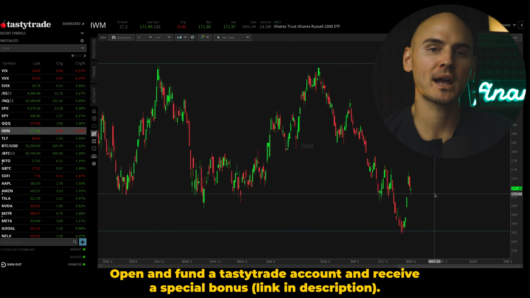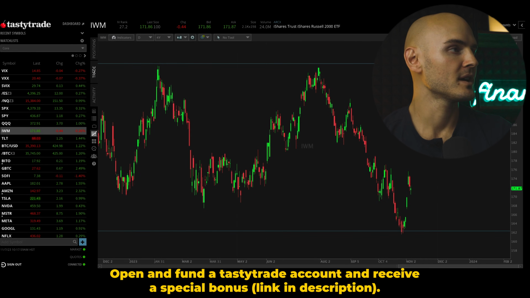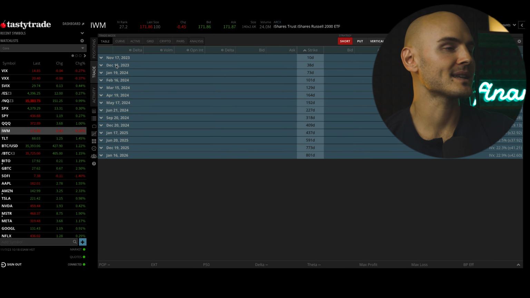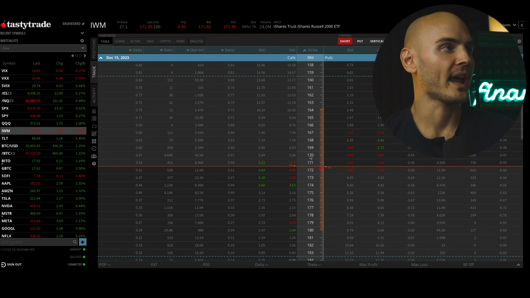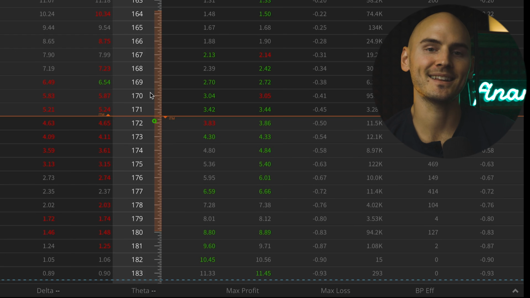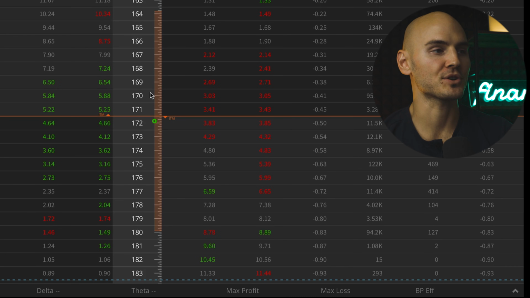IWM is currently around 171.85. I'm going to go to the trade page and I am going to open up the December options with 38 days to expiration, just as an example. And to create a put credit spread, I will have to short a put option and then buy another put option at a lower strike price.